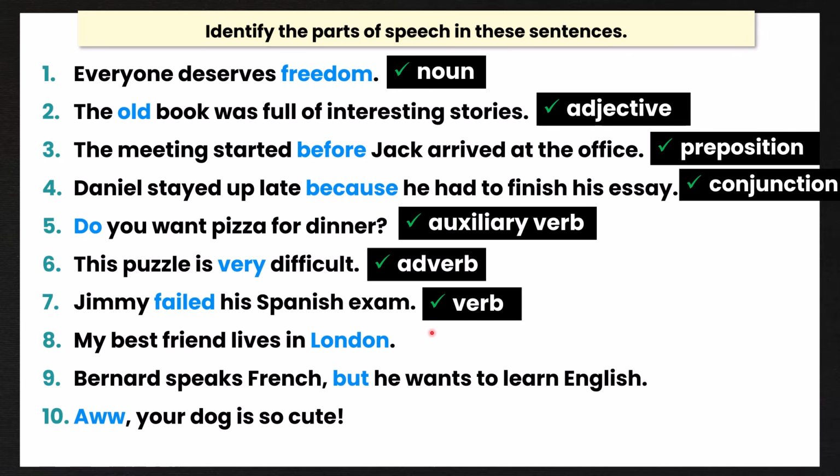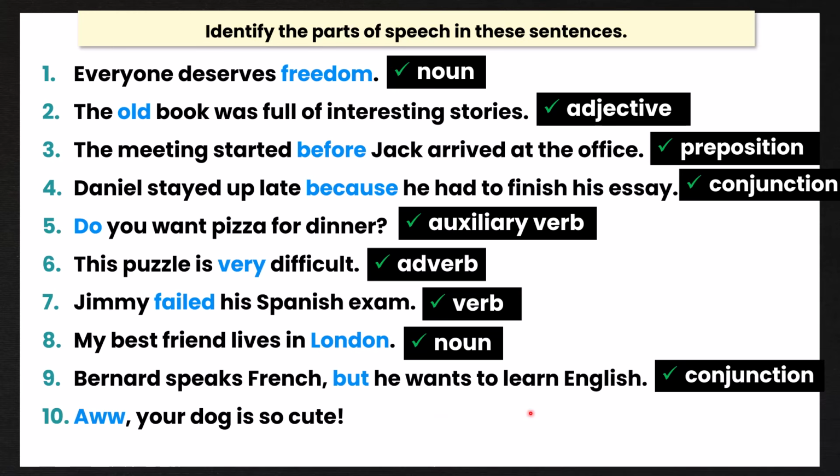Number 7 is a verb. It's the past tense of fail. Number 8 is a noun. Specifically, it's a proper noun, and that is why it's capitalized. It's the name of a place, the city. Number 9 is a conjunction, but is a coordinating conjunction, and it's connecting these two independent clauses. And finally, number 10, aw, is an interjection.